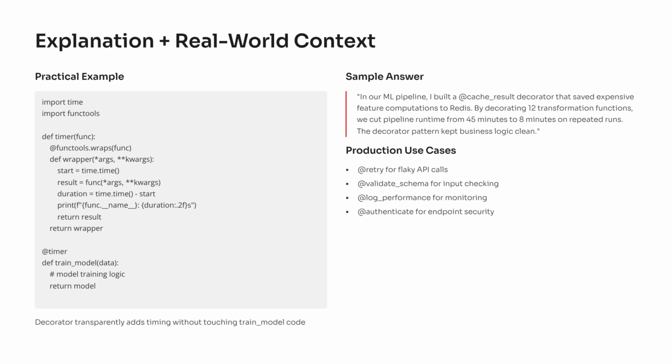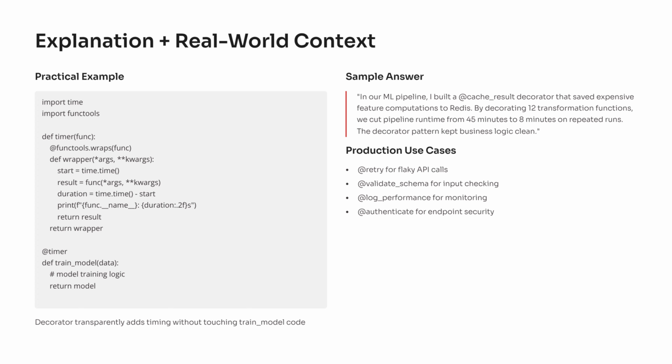That means every time the function runs, it prints its duration, without us writing a single extra line inside the original code. This is the beauty of decorators. They let you extend functionality transparently, keeping your core logic simple and focused.